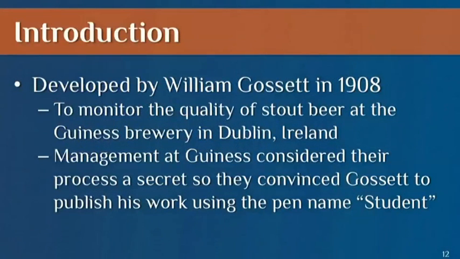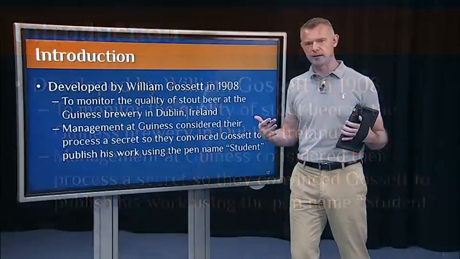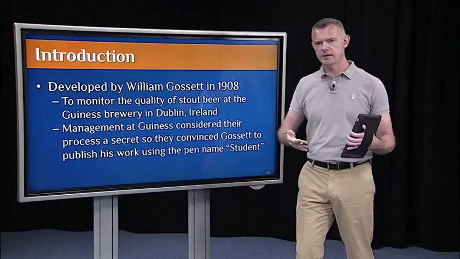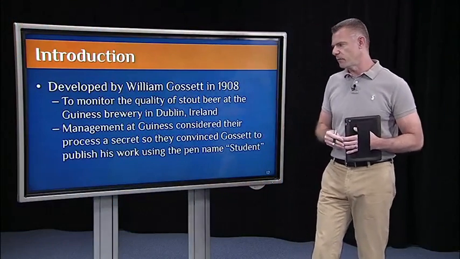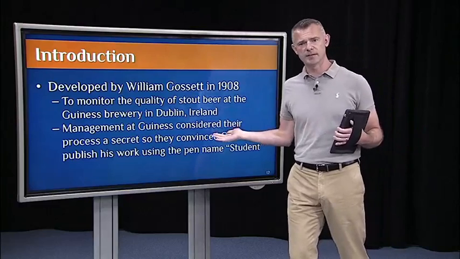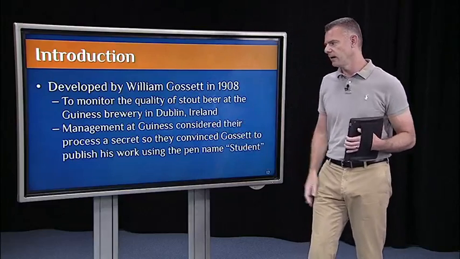And he was actually a pretty cool guy. He was not only a statistics expert, but he was a beer expert. So he monitored the quality of stout beer at the Guinness Brewery in Dublin, Ireland. And to do this, he wanted to be empirical about it. And he sort of randomly assigned different things to different batches and then developed this test to compare means.